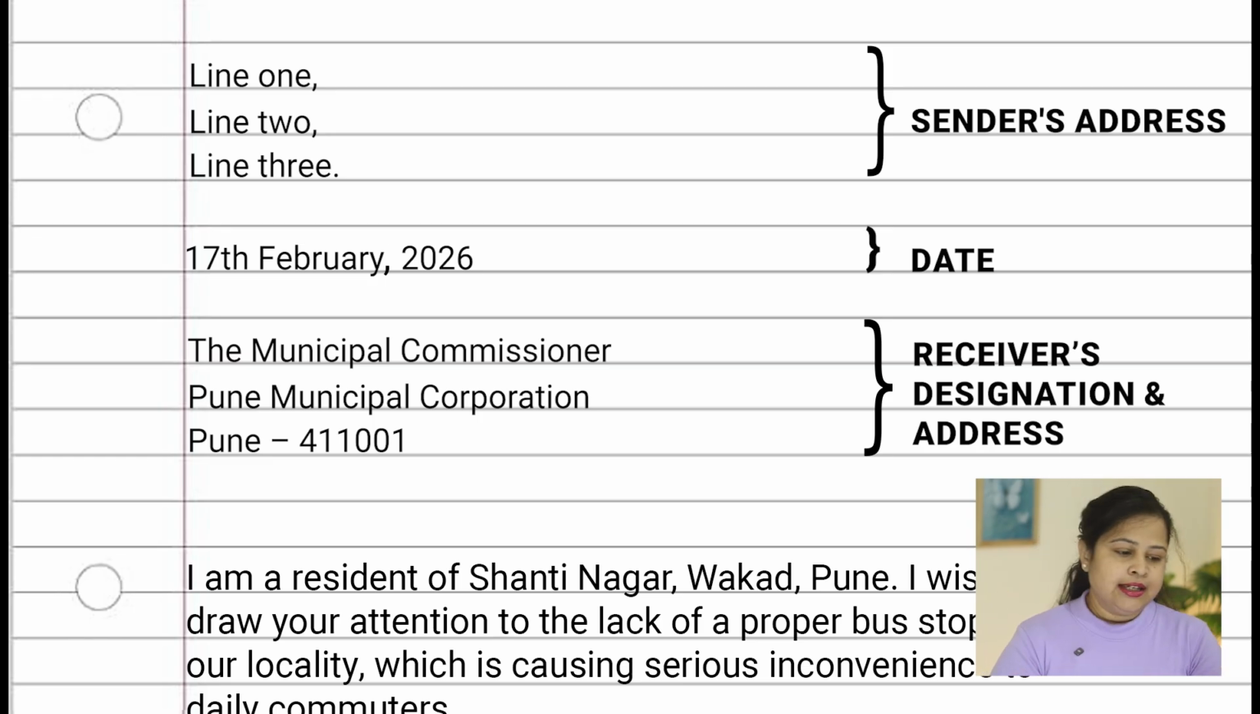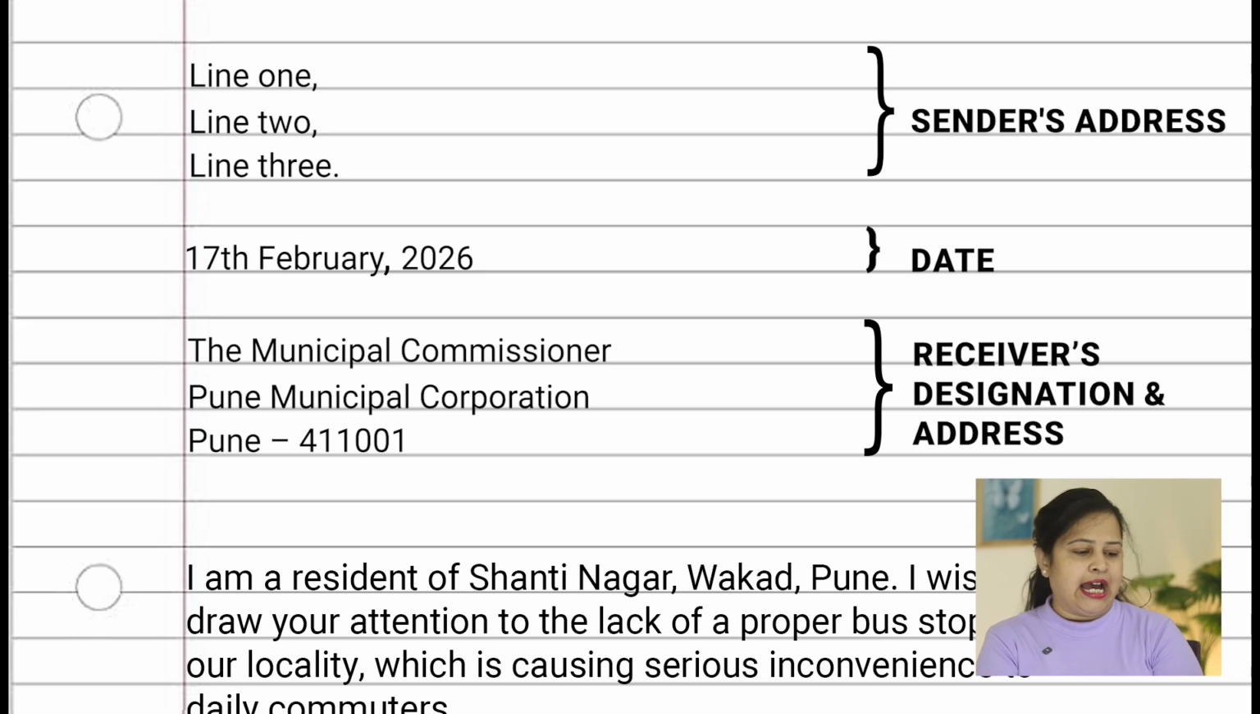Starting with your address. Okay, write this 3-line address and also include pin code. Then you write the date, then the receiver's address. You are writing this to the municipal commissioner. Suppose if I am a student and I am from Pune, so I'll write here Pune Municipal Corporation, the pin code, and then the salutations will start. Okay. So just as I said, choose one, dear sir or dear madam, no slash, no option.